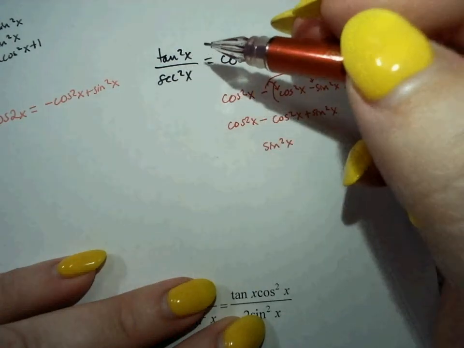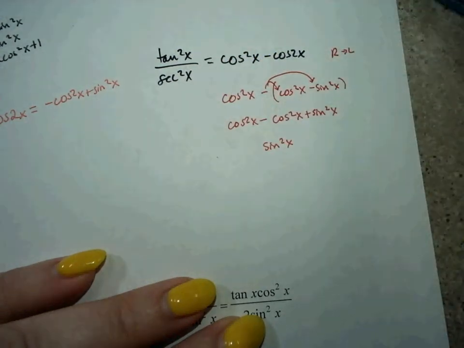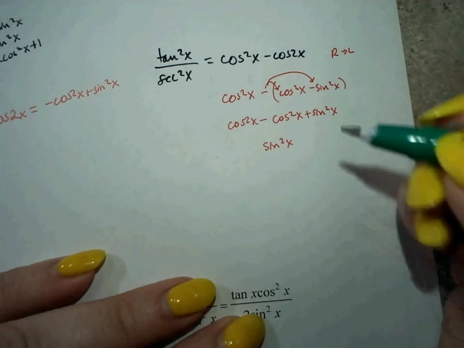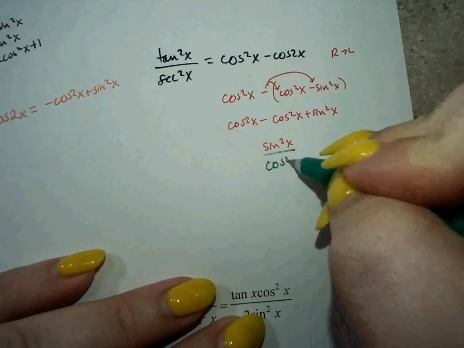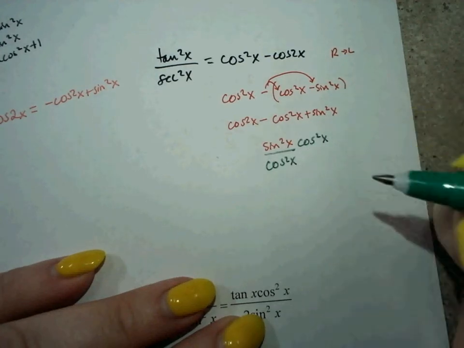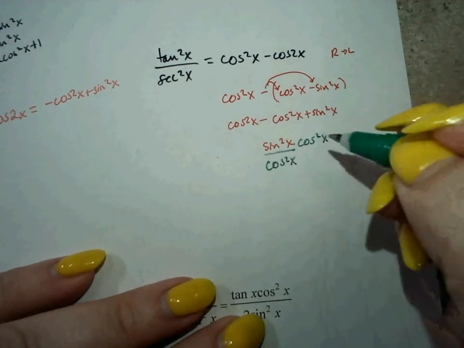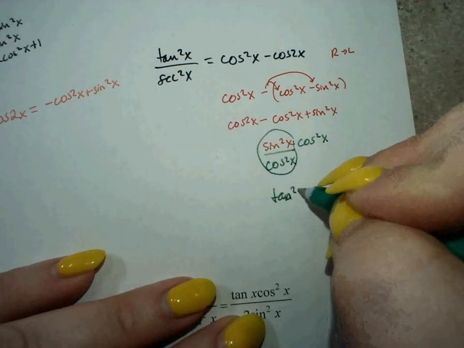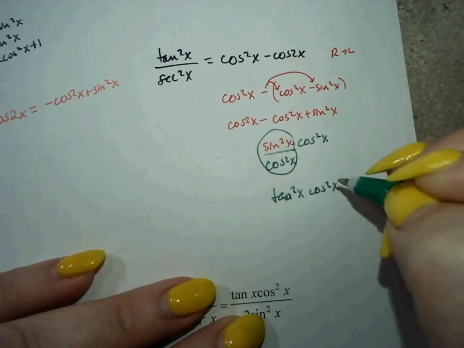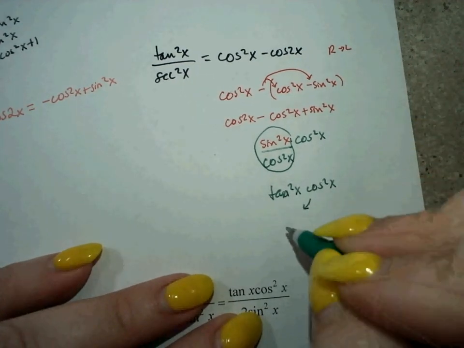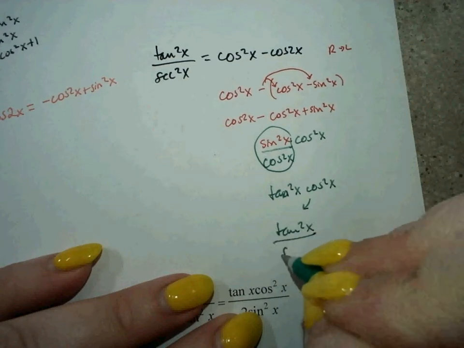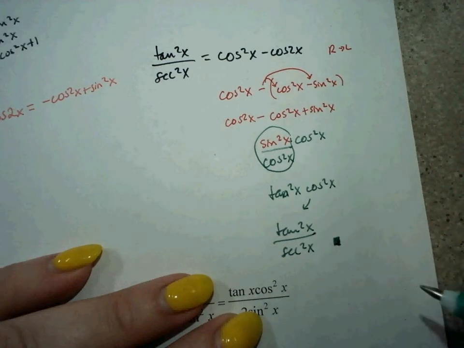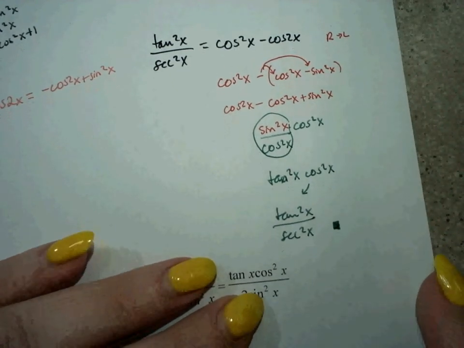In order to have tangent, I must be dividing, I have sine squared over cosine squared. And secant squared is the same thing as multiplying by cosine squared. So if I need to both divide and multiply by cosine squared, which I can do because that means I'm multiplying by 1, then I can see that this right here is tangent squared. And then multiplying by cosine squared is the same thing as dividing by secant squared. And there we go.